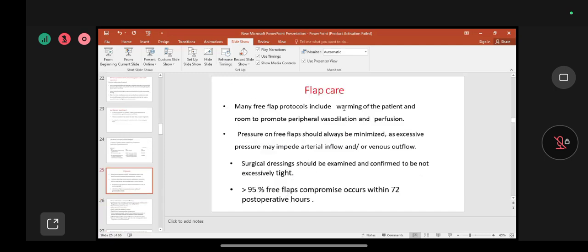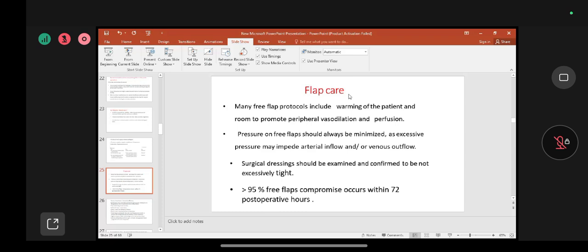Flap care, post-operatively. Many free flap protocols include warming of the patient and the room to promote peripheral vasodilation and perfusion. Pressure on the free flap should always be minimized, as excessive pressure may impede arterial inflow or venous outflow. The surgical dressing should be examined and confirmed to be not excessively tight.